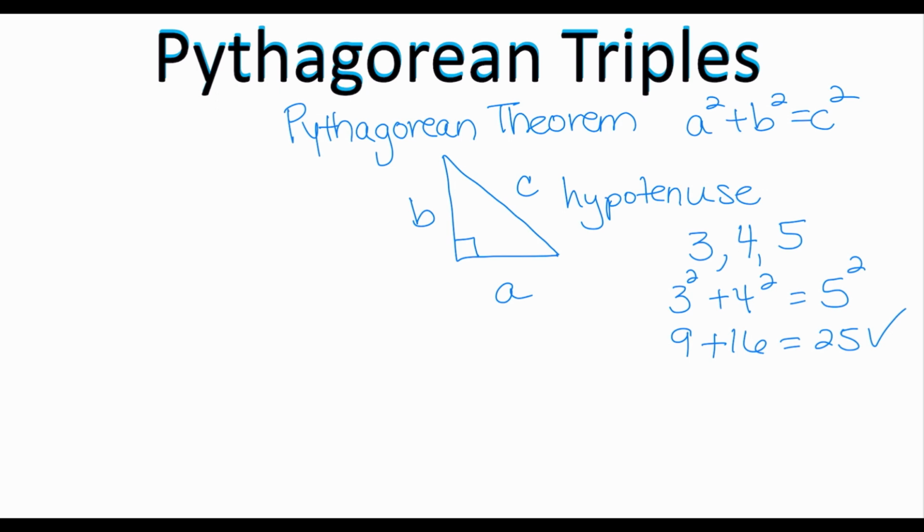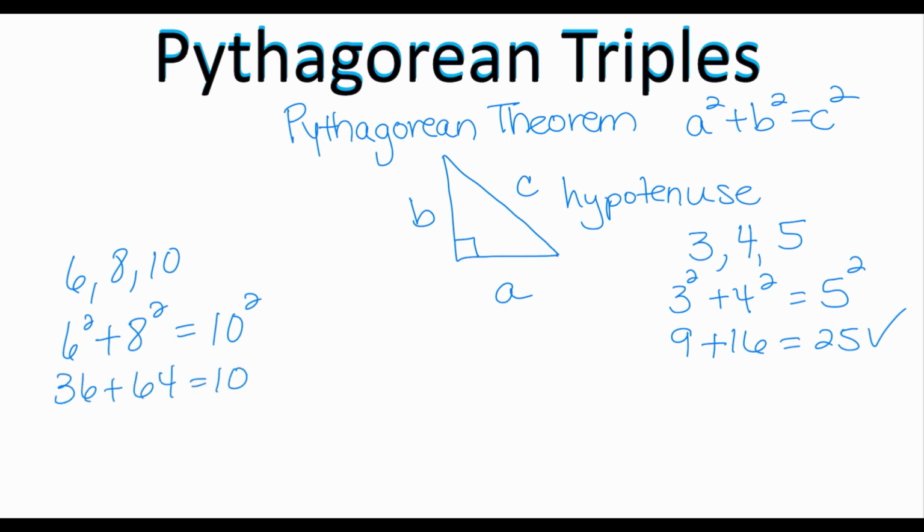If 3, 4, 5 is a Pythagorean triple, any multiple of 3, 4, 5 is also going to be a triple. For example, if I were to double 3, 4, and 5, I'm going to end up with 6, 8, and 10. If I were to try to fit this into the Pythagorean theorem, you're going to see that it also works. 6 squared plus 8 squared is in fact 10 squared. 6 squared is 36, 8 squared is 64, and if you add them together, it does equal 100.